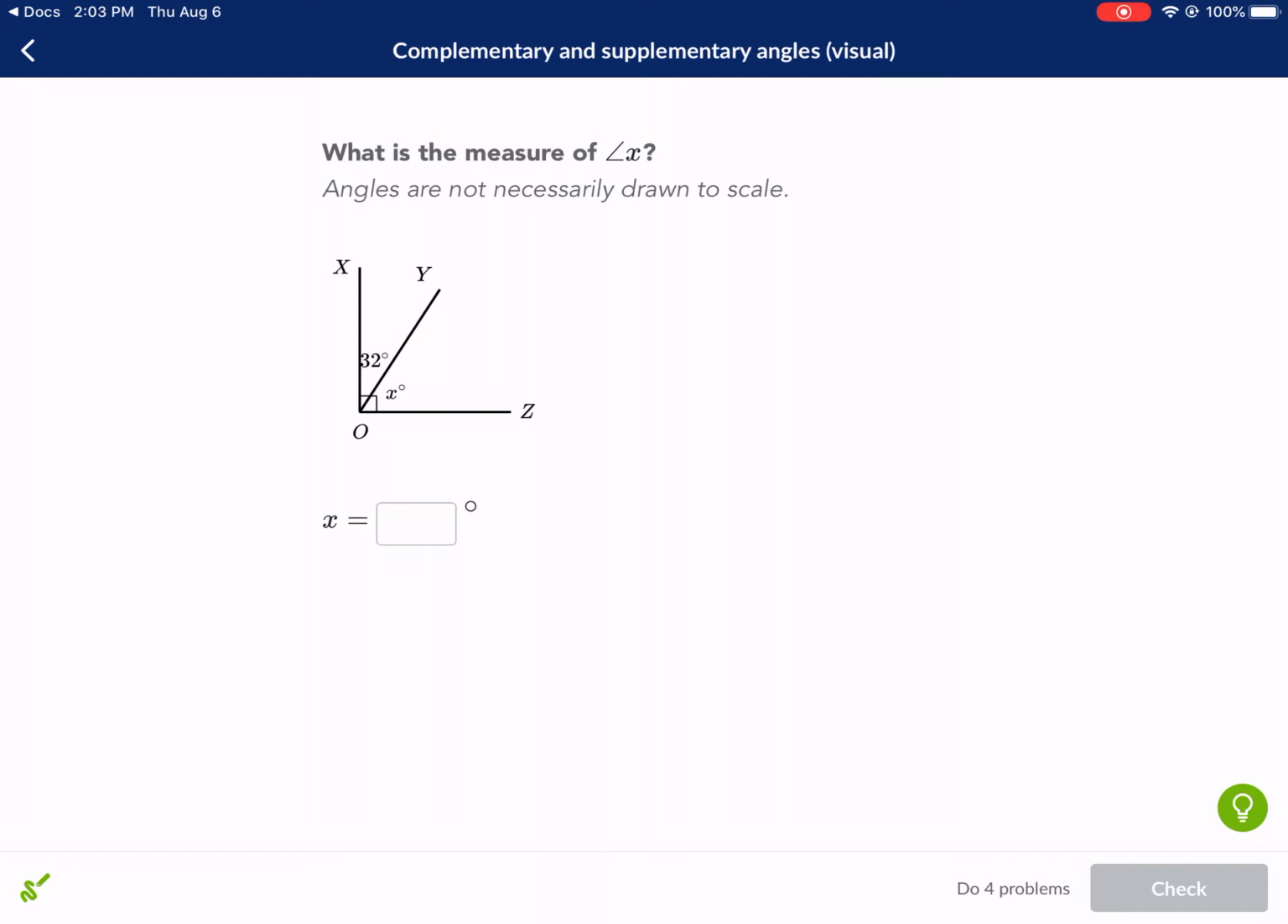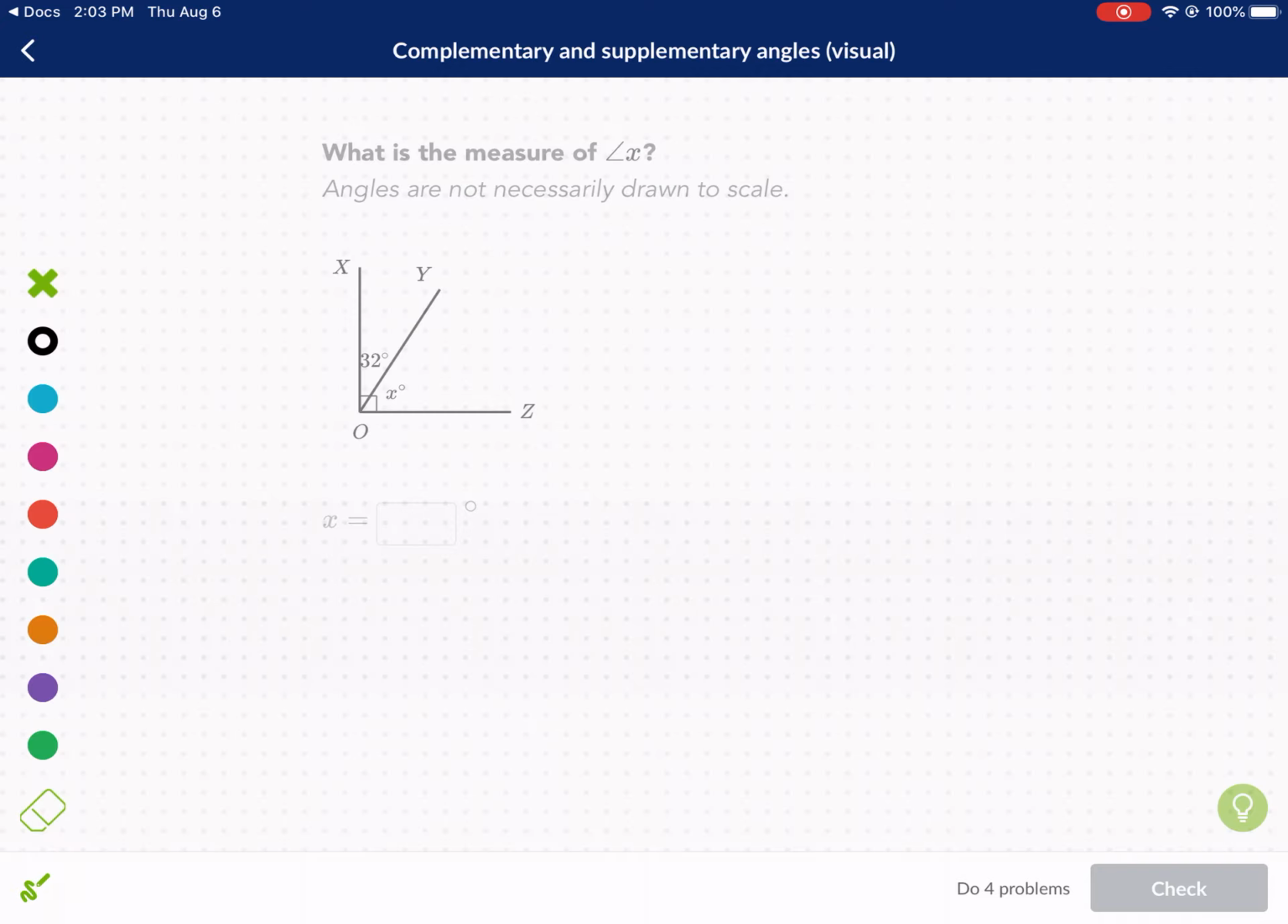What is the measure of angle X? Angles are not necessarily drawn to scale. Okay, a couple things you need to note here. One, we're given that we have an angle X, this is the missing angle, that's what it's asking for. But we also see that it's drawn in here that we have this angle right here, and this little square means that it's 90 degrees. 90 degrees is the same thing as a right angle. Okay, so that's a right angle. Perpendicular is another way to describe that.